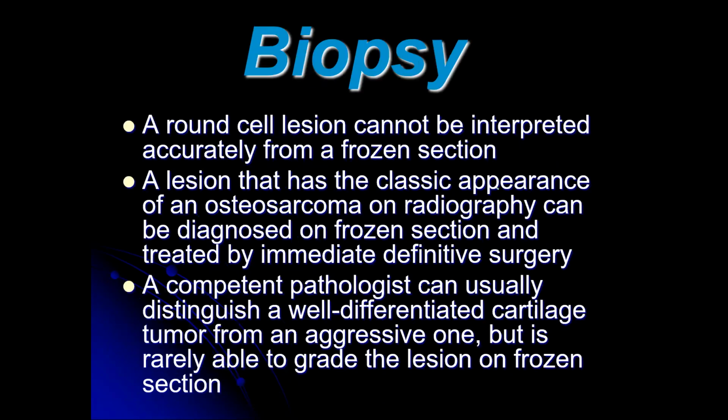A round cell lesion cannot be interpreted accurately from a frozen section. A lesion that has the classic appearance of osteosarcoma can be treated by immediate definitive surgery in the centers who have experience doing it. They have a number of cases and they develop their experience in diagnosis. A competent pathologist can usually distinguish a well-differentiated cartilage tumor from an aggressive one, but is rarely able to go on frozen section.